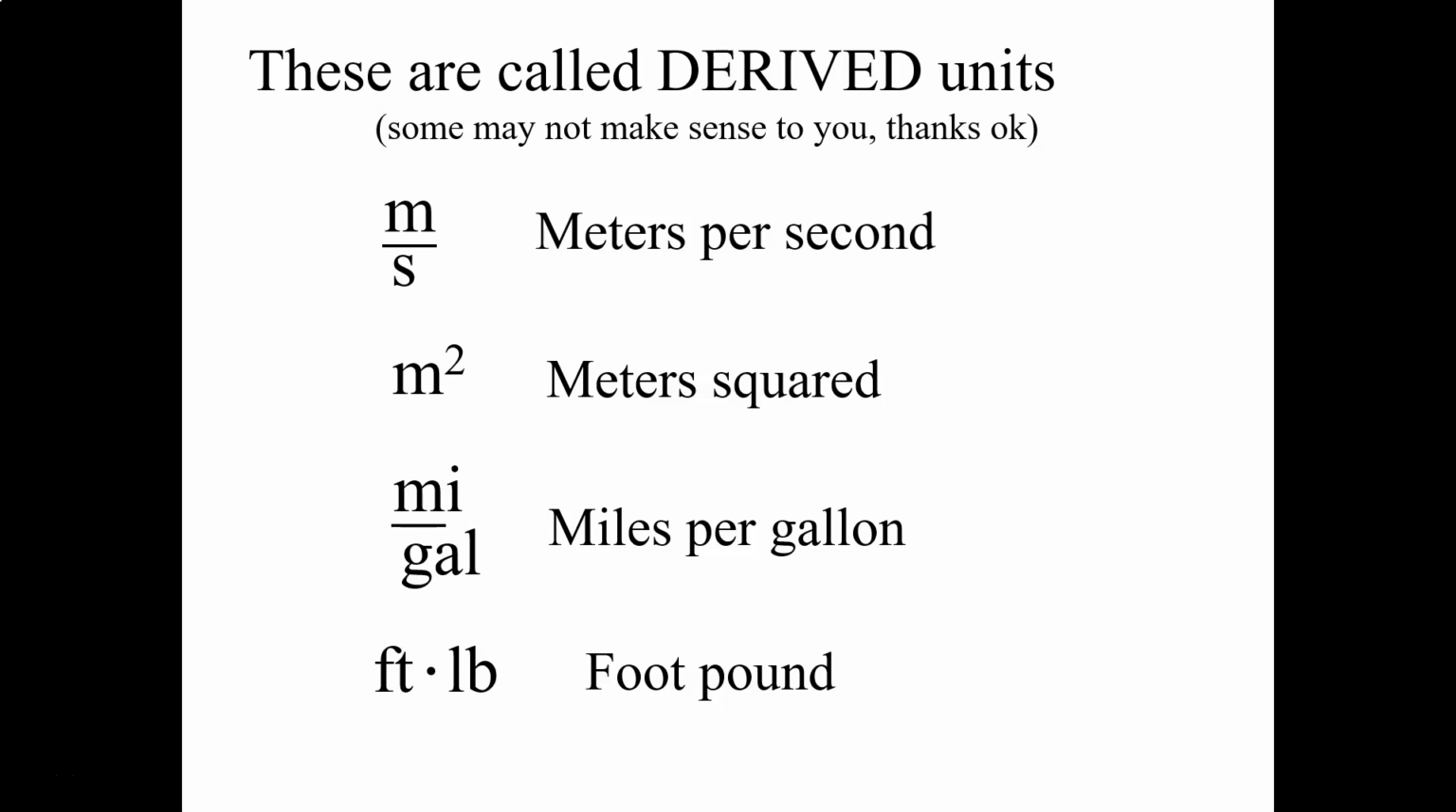These are called derived units, these units that you get by multiplying or dividing other units. You're used to seeing them all over the place. Meters per second measures speed. Meters squared measures area. Miles per gallon. How did I get a mile per gallon? I took miles and I divided by gallon. That measures fuel economy. Foot pound, if you work on cars, this is used to measure torque.